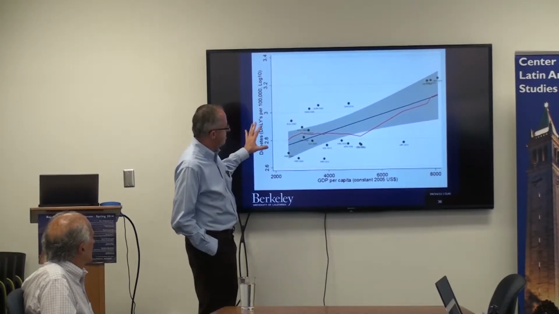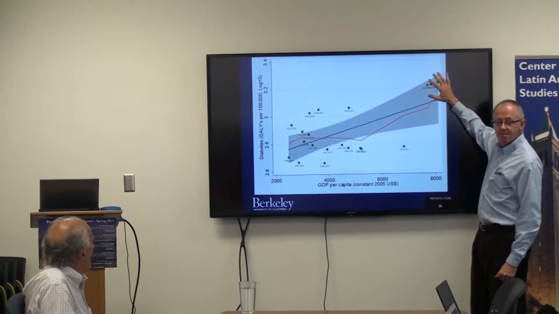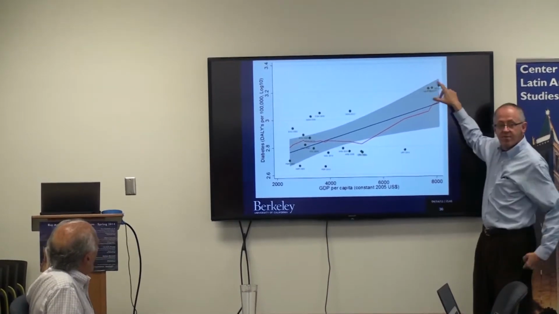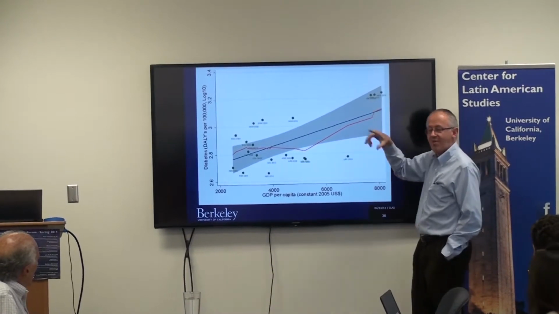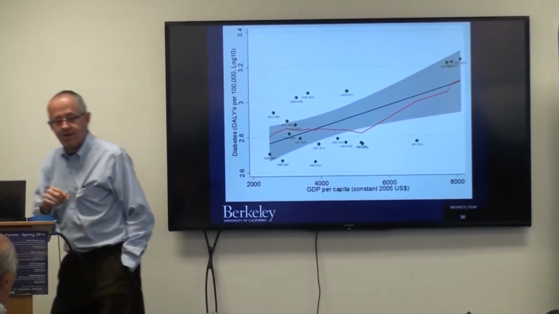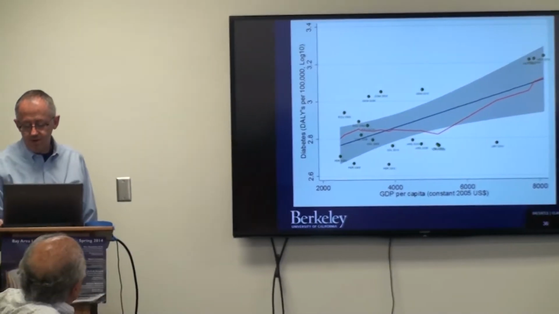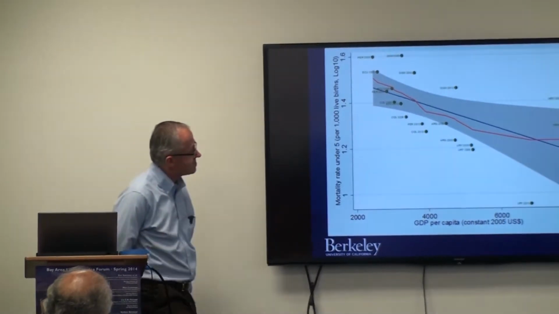If you took Mexico out of this, it wouldn't be very convincing, right? So there's a line there, but it's really driven by Mexico. Mexico's an outlier so far in diabetes and its complications, as well as cirrhosis due to alcohol. This is under 5 mortality.